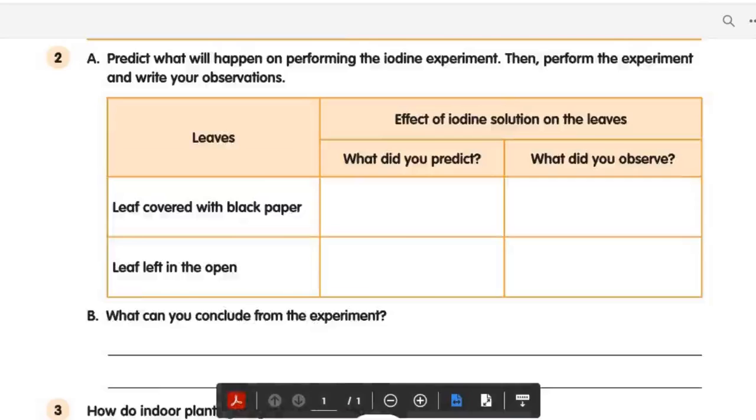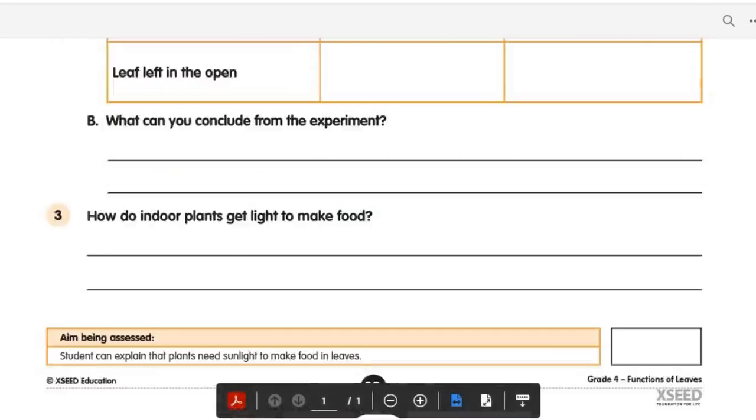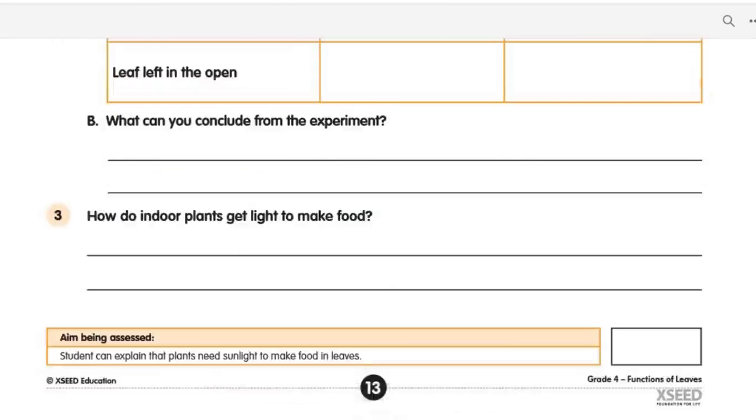Okay. Third question. How do indoor plants get light to make food? I hope you have done correctly. The answer is, indoor plants can make food by using light from bulbs and tube lights, although it is not sufficient. Okay.